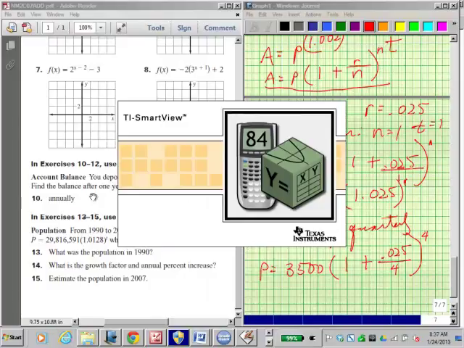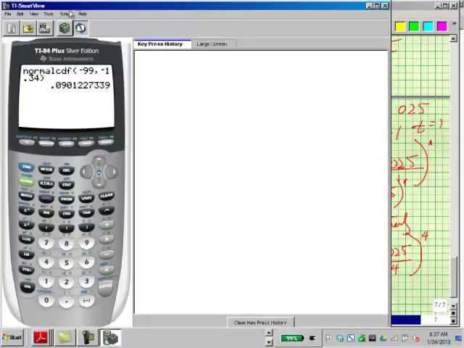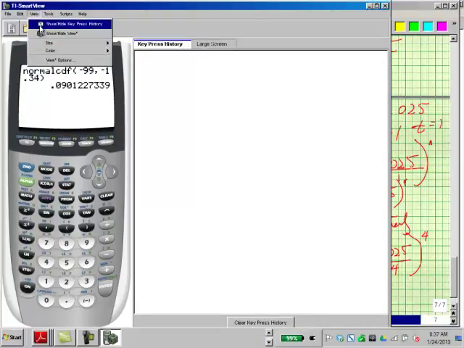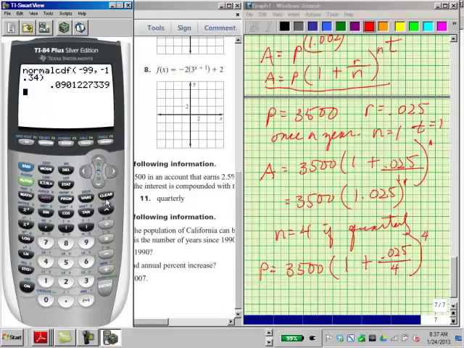Let's just do this using the workspace. So it's 3,500, open parenthesis, 1 plus 0.025 divided by 4, close parenthesis, exponent, the little up arrow, 4. Now, suppose you were going to do it for more than 1 year, then that exponent would have to be in parentheses. Everybody got this down?